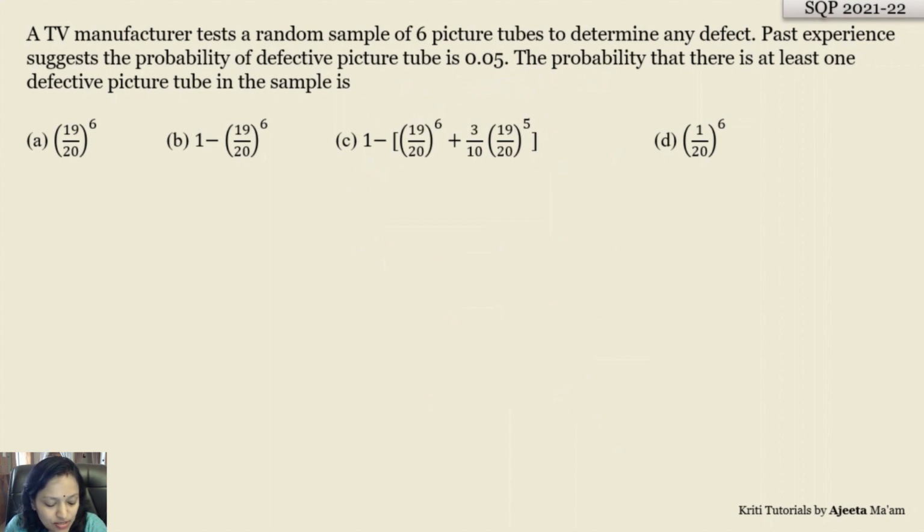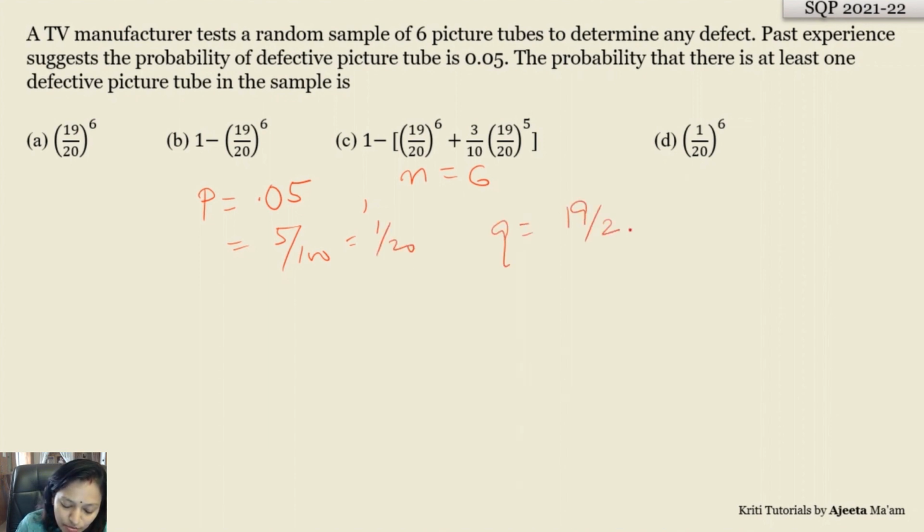Past experience suggests that the probability of a defective picture tube is 0.05. So you have to find at least one defective picture. Again, the same thing. The probability of defective is given as 0.05 and your n is 6. If you want to convert 0.05 to fractions, that will be easier because the options have fractions. So what is Q? 19 by 20, because the relation between P and Q is always that their sum is 1.